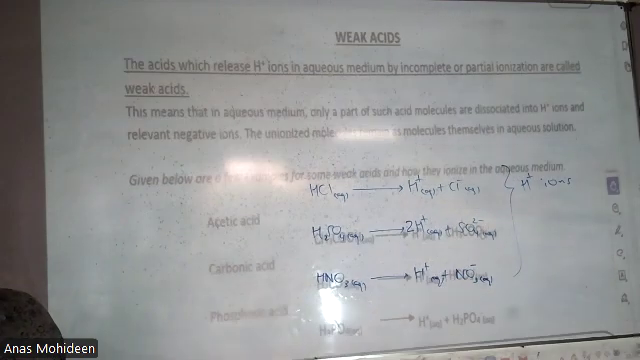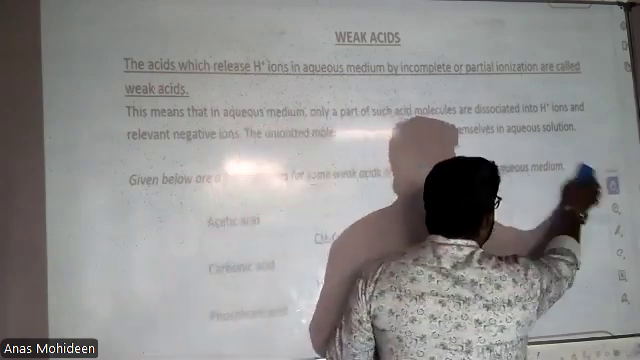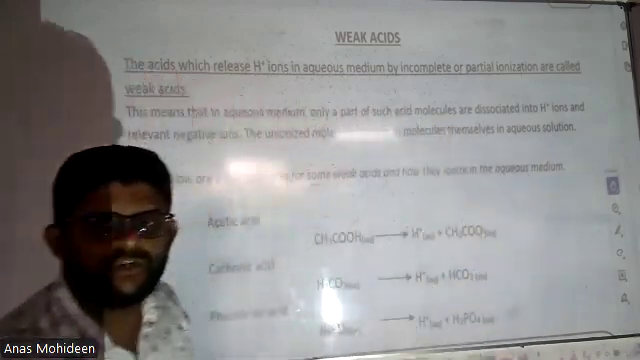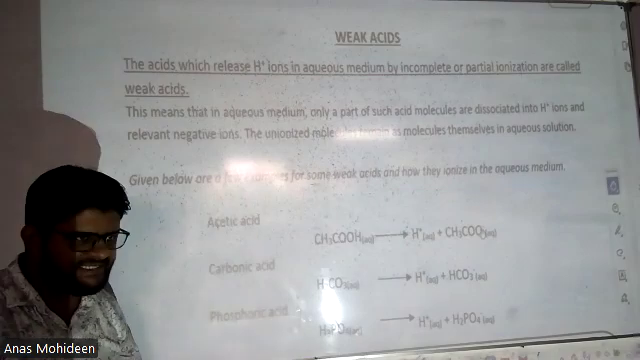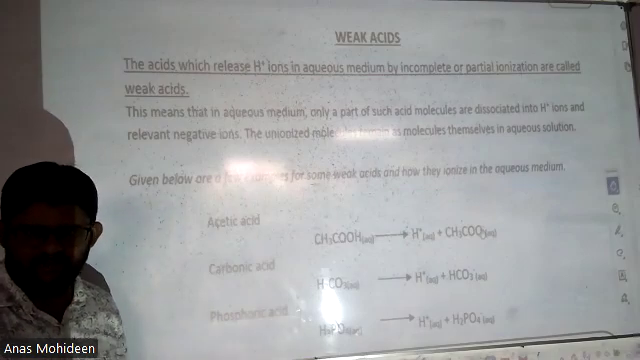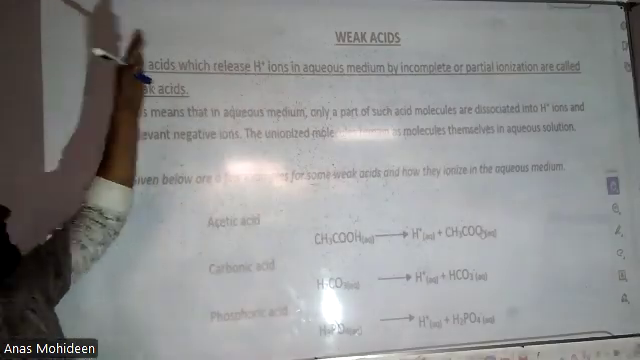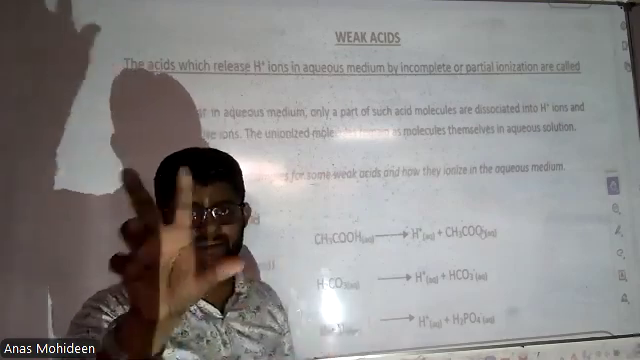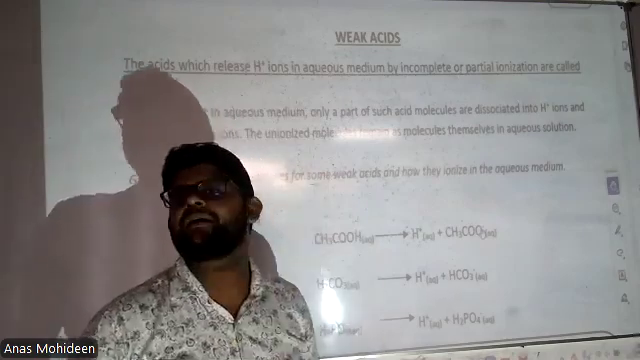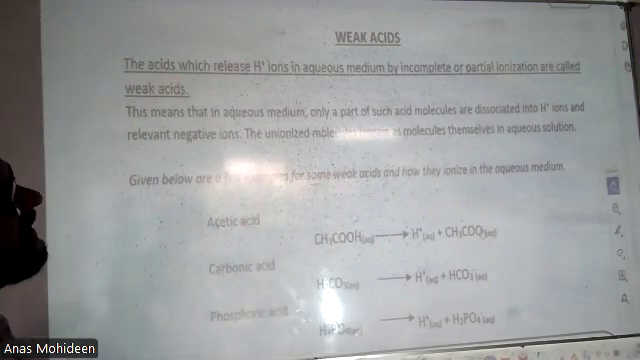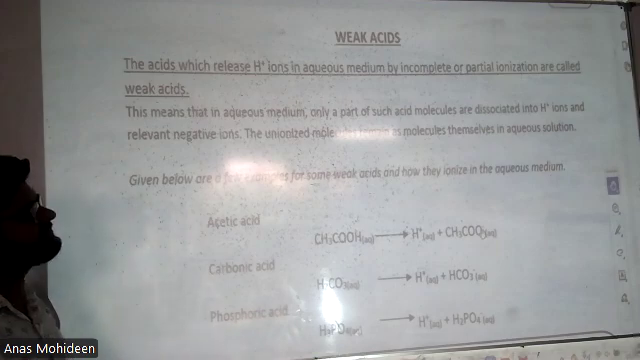Right. Weak acids. Now, what are weak acids? Weak acids should be partially releasing, right? Partially releasing the ion, or ionizing hydrogen plus. Highlight that. The acids which release hydrogen plus ions in an aqueous medium. The word aqueous medium is a must, otherwise we can't just write. It is always happening in a water containing medium. Incomplete or partial ionization, that is called weak acid.